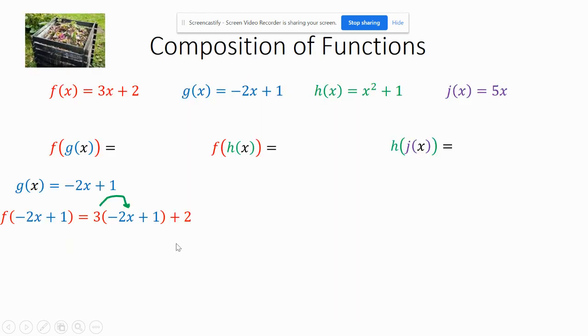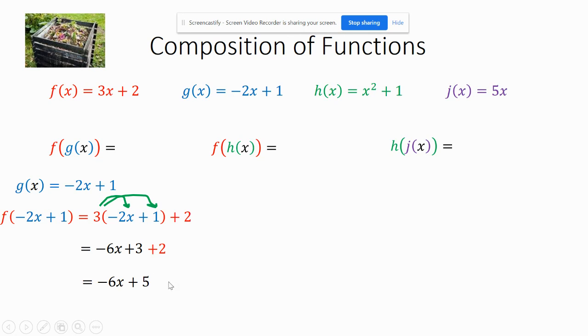Now we'll use distributive property. Take 3 times negative 2x, which is negative 6x, and 3 times the 1, which is plus 3, and then I have a plus 2. I will combine my like terms, so I have this negative 6x plus 5. So f of g of x is equal to negative 6x plus 5.